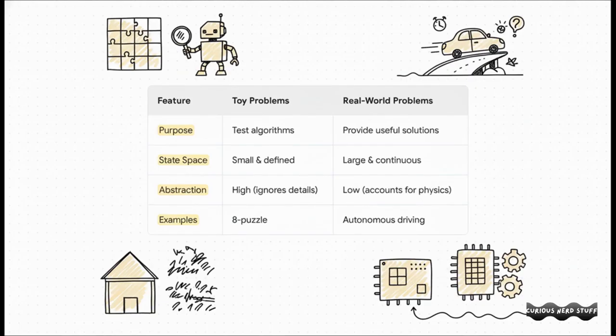And the level of abstraction totally flips. Toy problems get to ignore all the messy details, while real-world problems, like autonomous driving, have to account for things like physics, time, and totally unpredictable events.